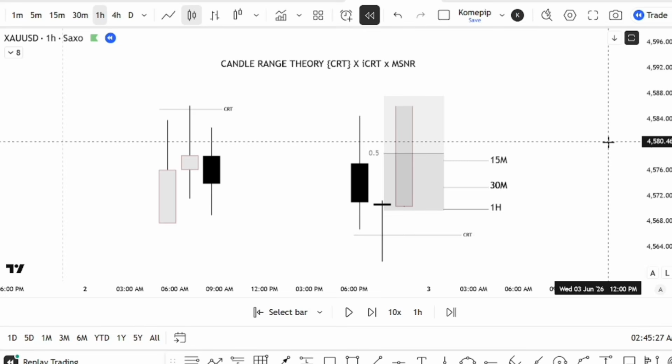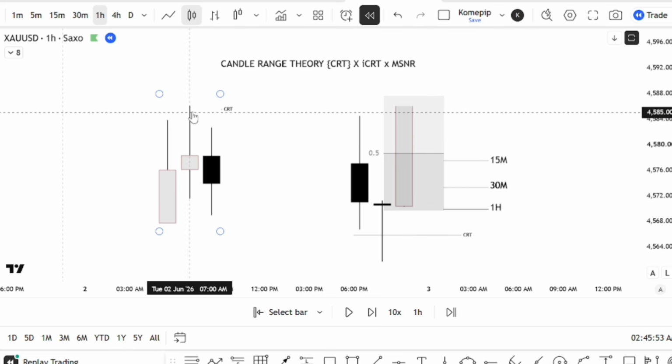So in this training, I want to focus on one specific kind of candle range theory, one specific kind of CRT, and we'll be able to use that as our framework to enter trades on a specific time per day. Now, this is not necessarily a time-based model. You can use it anytime. However, there are specific times that it works best. For example, during the London session and the New York session. So without further ado, let's dive right in.